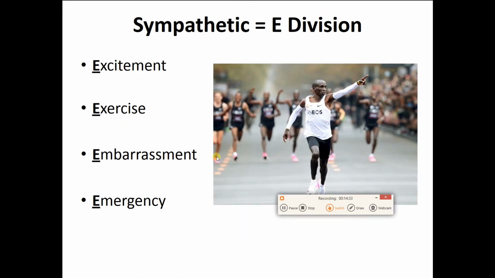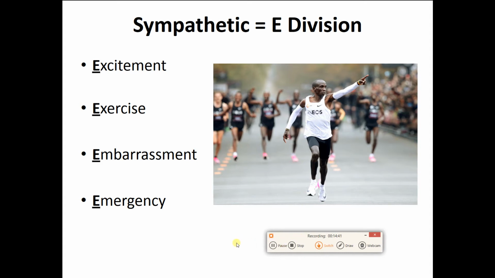Now, the sympathetic division is also sometimes known as the E division. We already said it was the fight or flight division. It's also the E division because it is very much turned on when you are exercising, when you are excited, or also when you're embarrassed or you are in some sort of emergency situation.